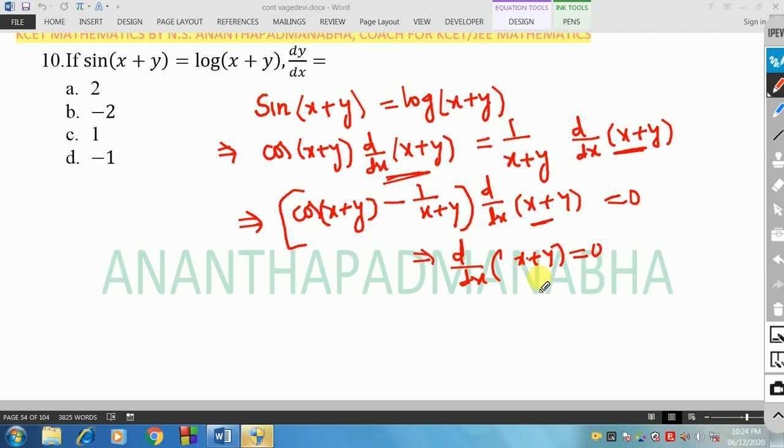Now let us differentiate x plus y is equal to 0. That implies the derivative of x is 1 and the derivative of y is dy by dx, which is equal to 0. That implies dy by dx is equal to minus 1. So the answer is D. Option D is the right answer.